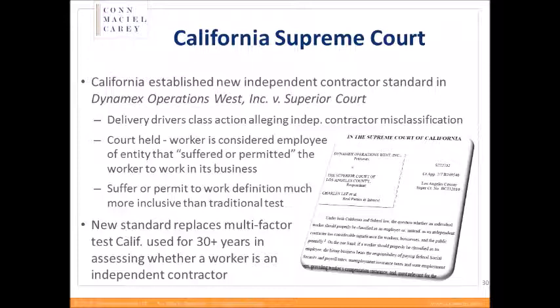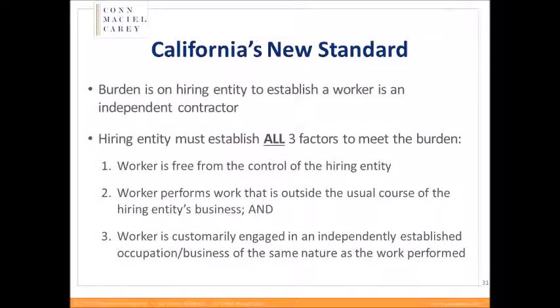However, in the case of Dynamex Operations West, Inc., the court imposed a different and much more inflexible standard for determining whether workers should be classified as employees or independent contractors under California's wage orders. The court held that based on the definition of employ that is contained in the wage orders, a worker should be considered an employee of an entity that has suffered or permitted the worker to work in its business. And then in further interpreting that term, suffer and permit to work, the Supreme Court found that it should place the burden on the hiring entity to establish that the worker is an independent contractor who is not intended to be covered by the wage order as opposed to an employee.